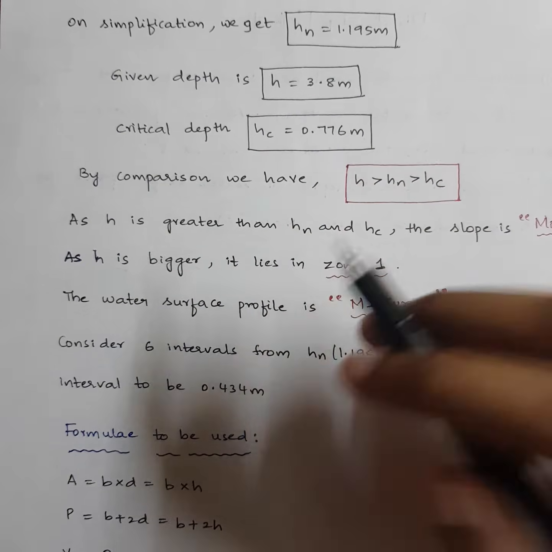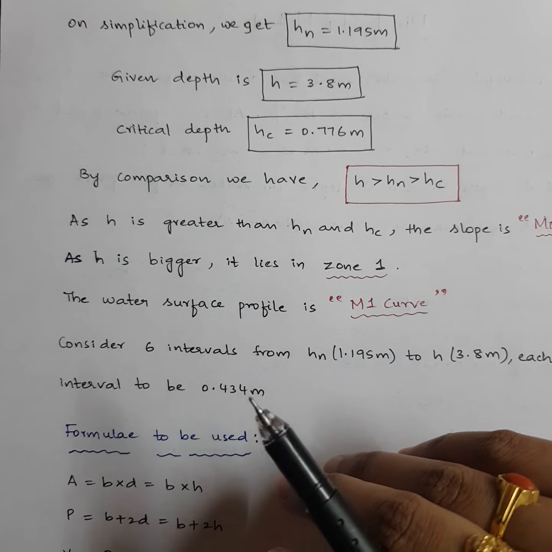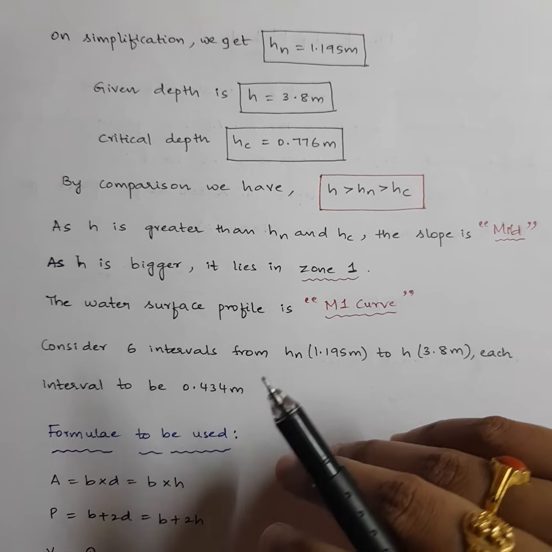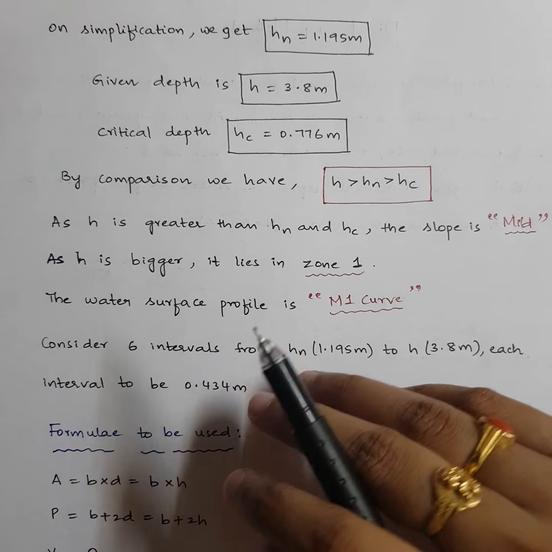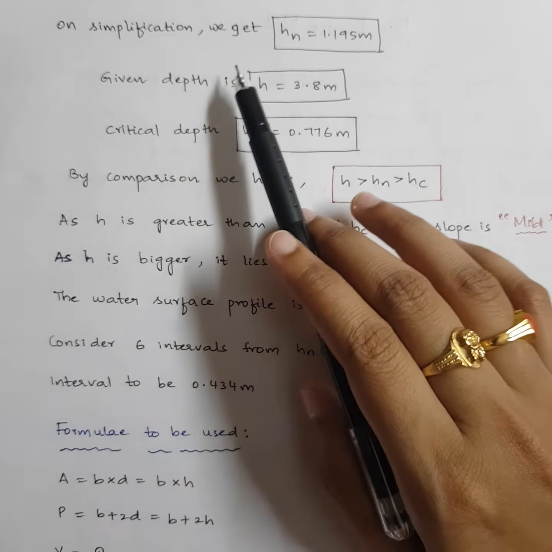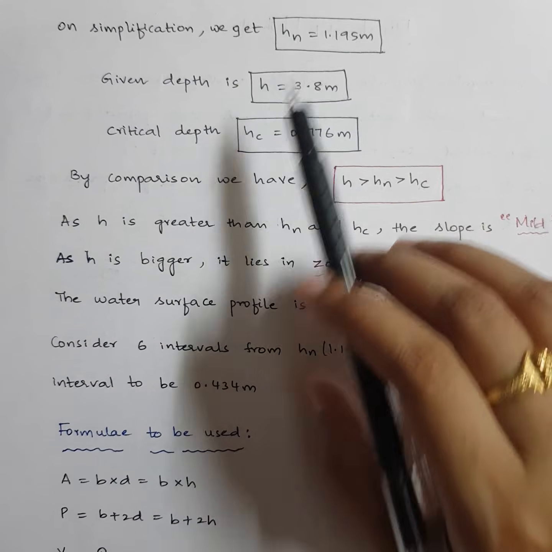Okay, it's a simple way of solving for the unknown. Just take a calculator, you can start solving. Simple way of finding the unknown. Yeah. So hn is 1.195 meters.